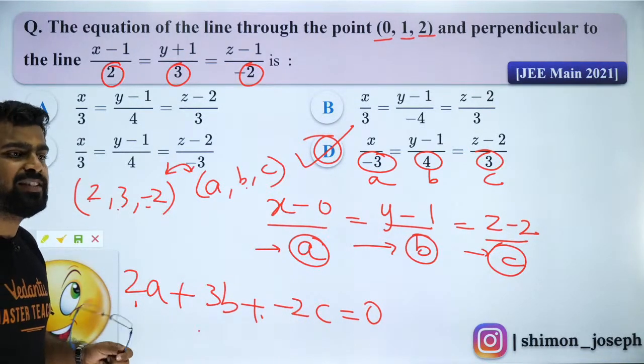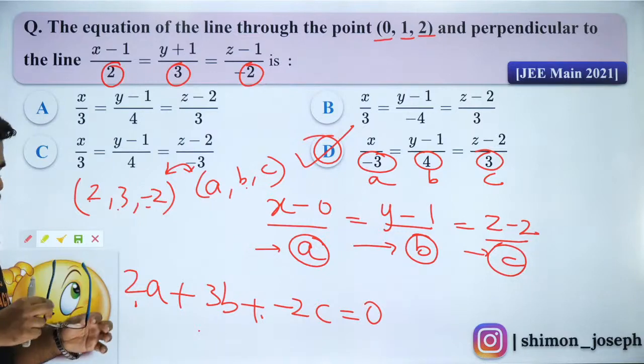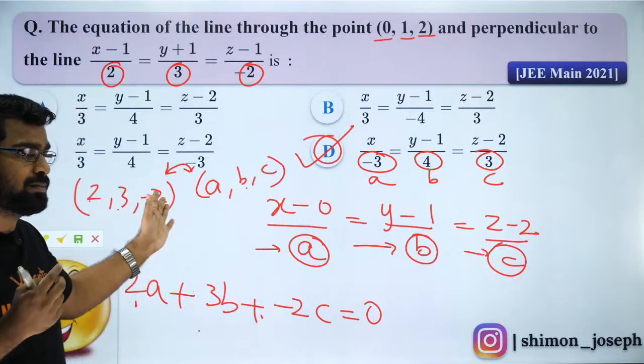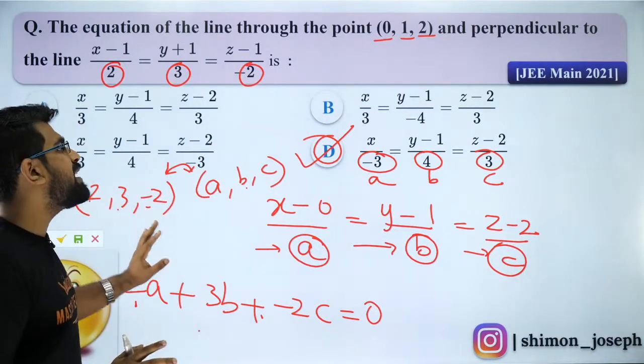It is dot product 0, right? You have learned that in physics also. Whenever two vectors are perpendicular, their dot product is 0. That's what I've done. Okay. So this is the best way to solve this question.